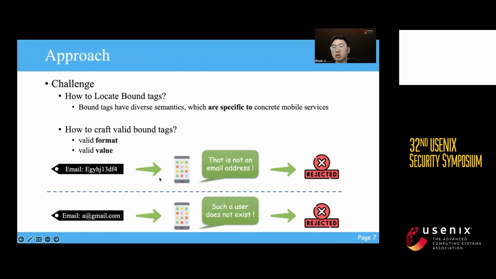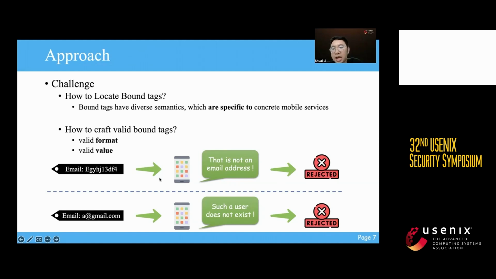However, achieving this goal is non-trivial, and there are two main challenges that need to be well addressed. First, there is a wide variety of personalized mobile services, and each has its own unique set of bound tags that depend on concrete business logics. Thus, how to develop a general and effective method to identify these bound tags in such a situation is challenging.